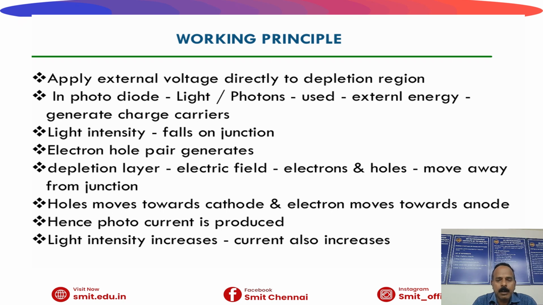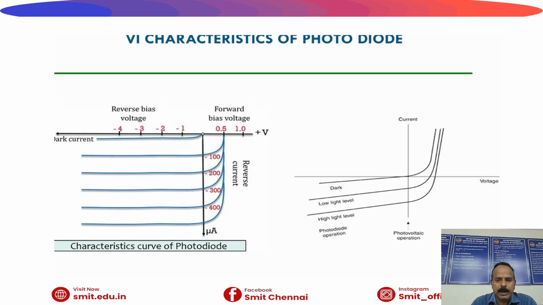So the holes move toward the cathode and the electrons move toward the anode, hence the photocurrent is produced. As the light intensity increases, the current also increases. This is the essence that we have found out from the working principle of the photodiode.